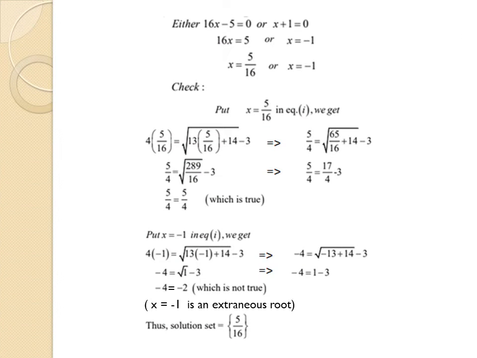Students, we get 2 roots. One is x is equal to 5 by 16, another is x is equal to minus 1. As mentioned earlier, in case of radical equations, it is not possible to write down the solution set unless we check both the roots. So first we'll check both the roots one by one.